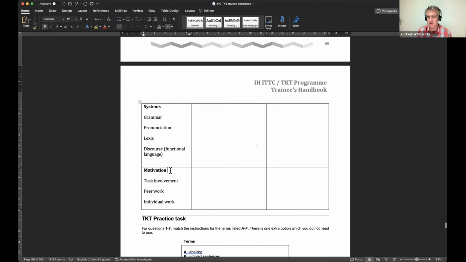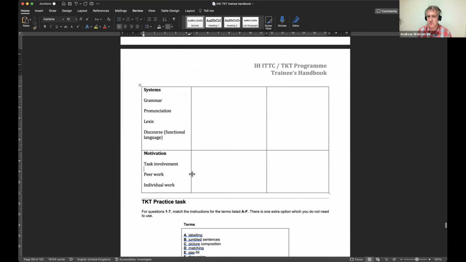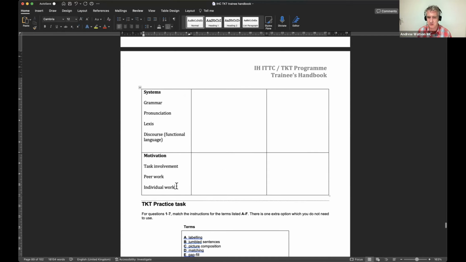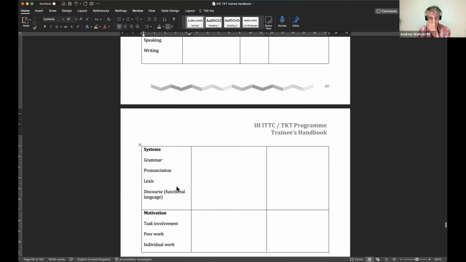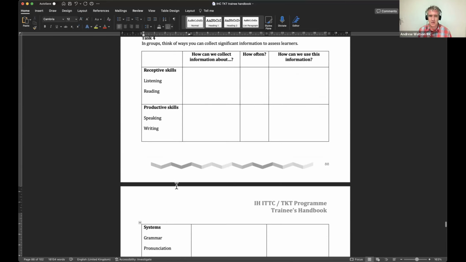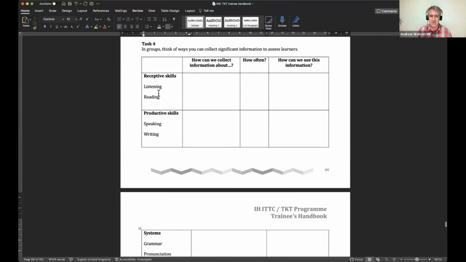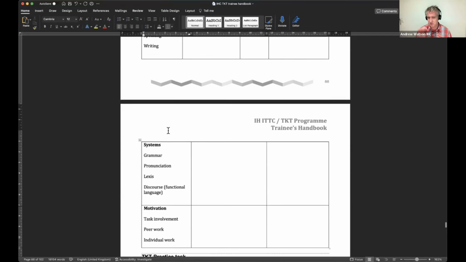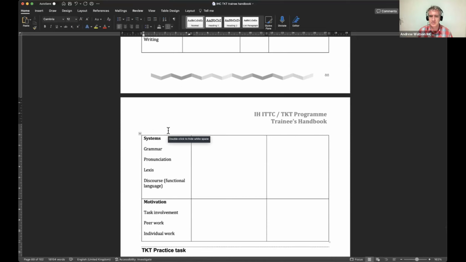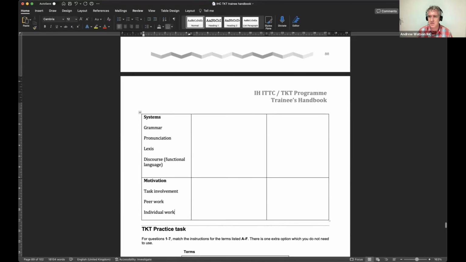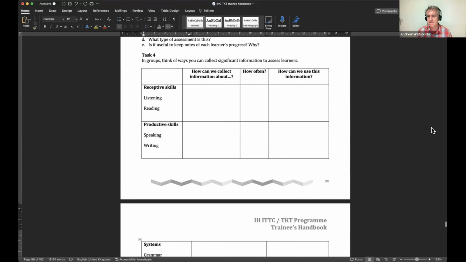What about motivation? How can we get information about the students' motivation and how well they work together with their peers and individually? Okay, I'll give you 2 minutes for each, should be enough. Just brainstorm, yeah? So 8 minutes. I'll come back and check on you, okay? You can begin.